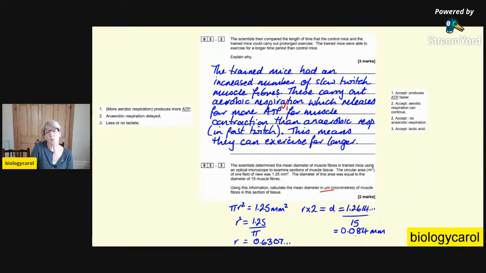And therefore I get 0.084 millimeters. I've now got to remember to convert this into micrometers. There are 1,000 micrometers in 1 millimeter. So if I've got 0.084 millimeters, I'm going to have 84 micrometers, moving the decimal place 3 places. Okay, there's your mark scheme. Here are the notes, and I get the 2 marks.